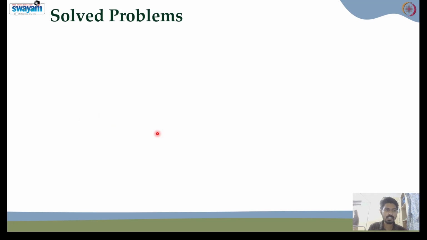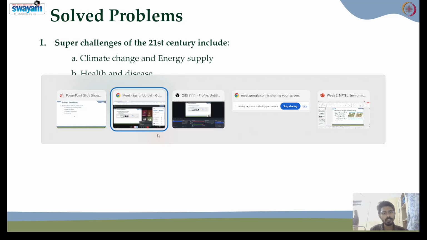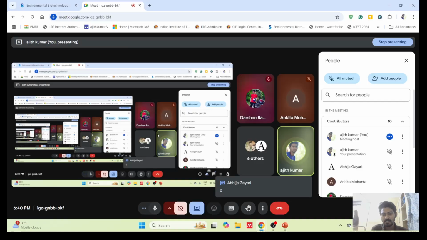The first question is, what are the super challenges of the 21st century? Option A, climate change and energy supply. Option B, health disease. Option C, sustainable environment. Option D, all of these. I hope this was discussed in lecture 1 of the week 1 course. So what are the super challenges of the 21st century? What is the answer?